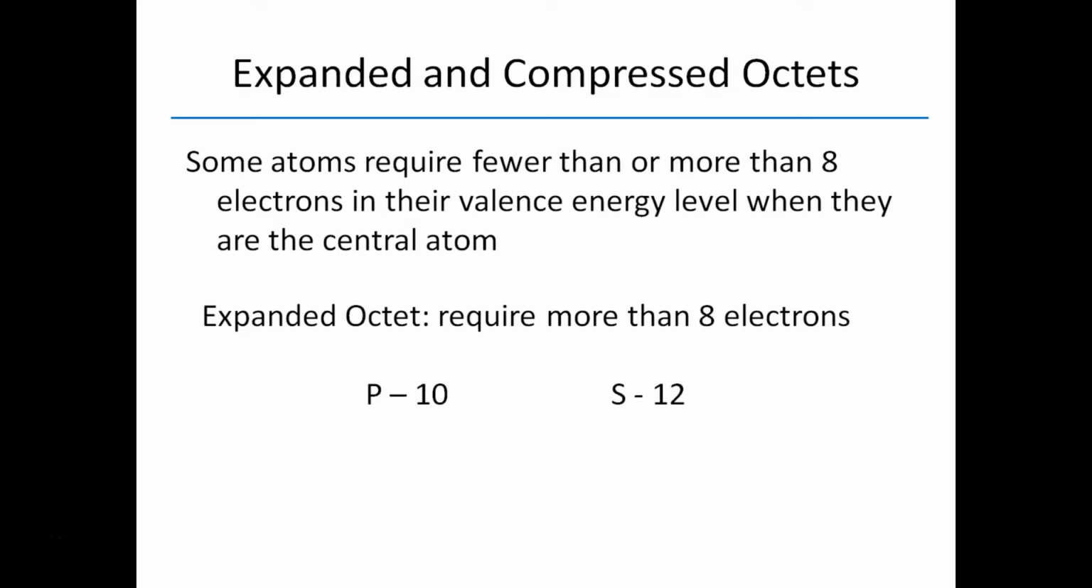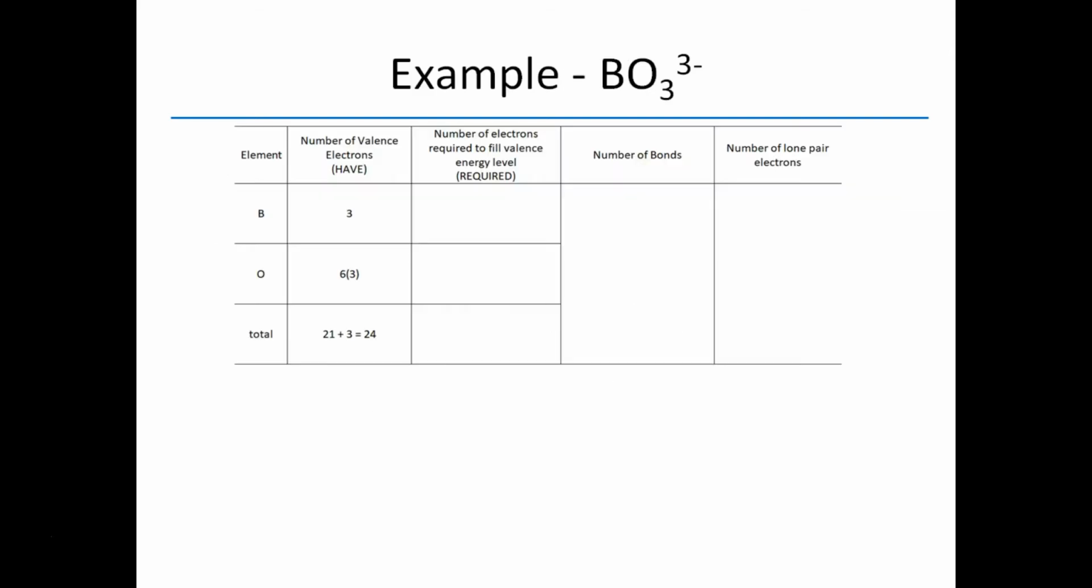When we're looking at an expanded octet, where they require more than 8, the ones that we'll be looking at are phosphorus, which requires 10, and sulfur, which requires 12. And we can talk about this more in class.